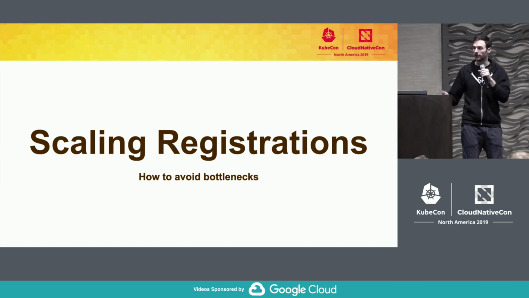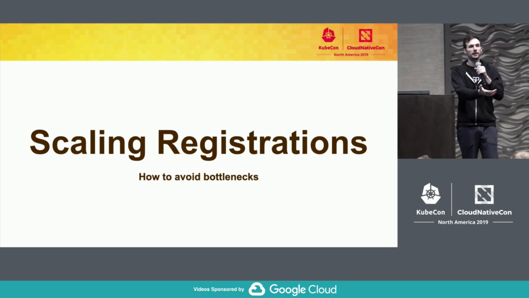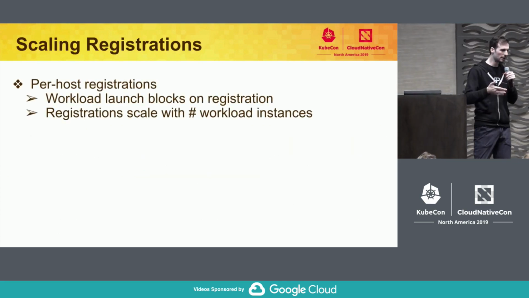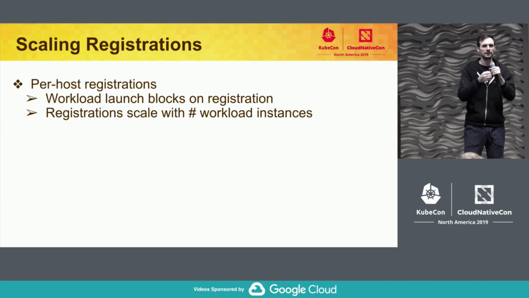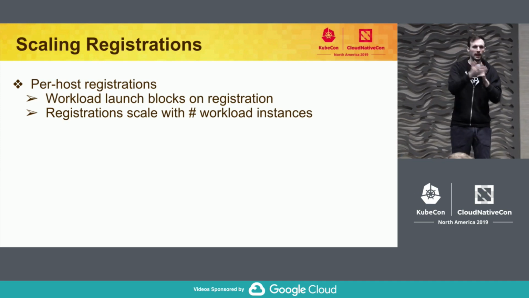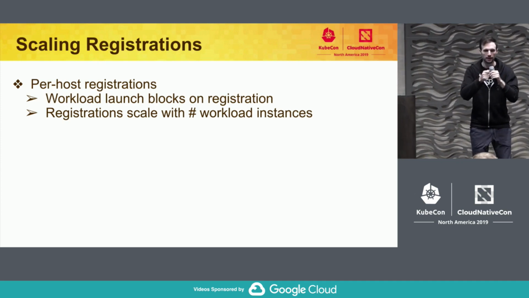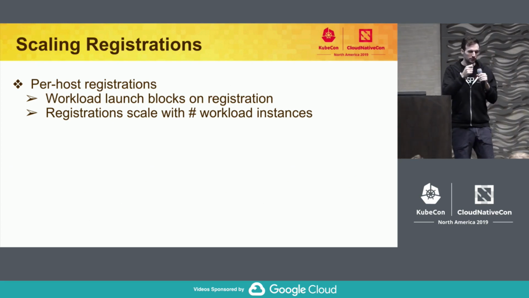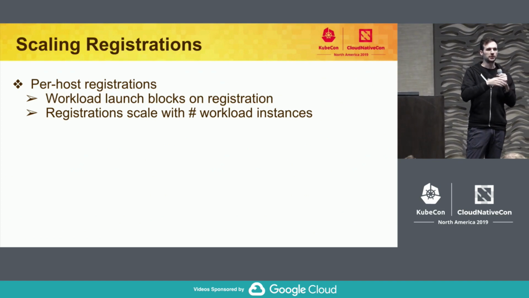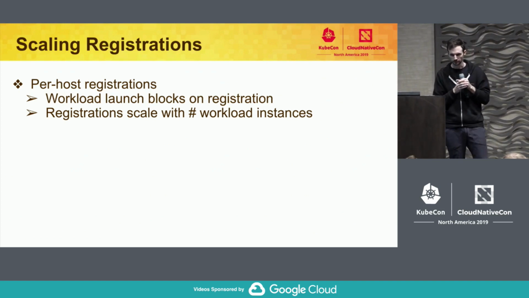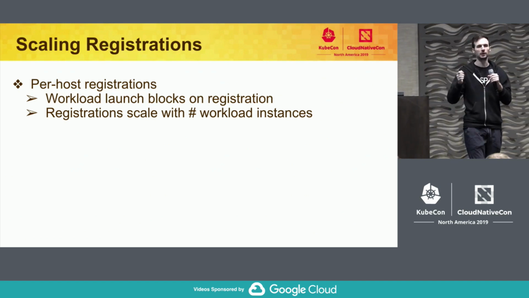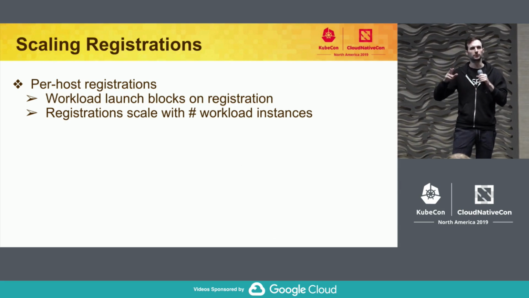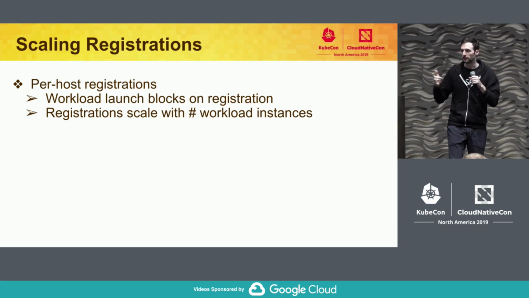So I want to talk a little bit about the thought process from a user's perspective of how you scale these registrations and avoid bottlenecks. A lot of what we've been talking about so far has been this idea of per host registrations. You have host X, and you want to run workloads A, B, and C. That means when you launch workload A, you need to wait for that registration to propagate through your system. And beyond that, registrations are going to scale with the number of workload instances that you have. So if you have a kind of disaster event where you need to reboot all of your workloads, you might run into a bottleneck here.